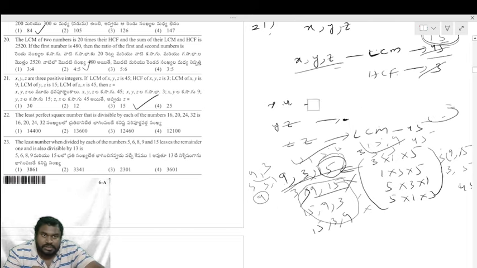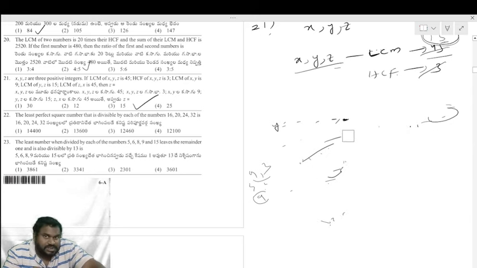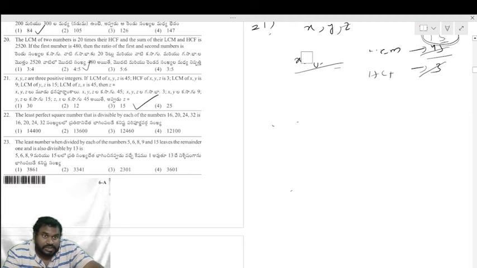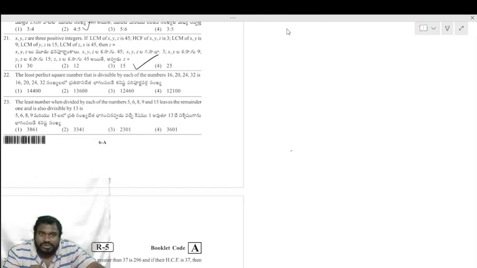The next question, the 22nd one. The least perfect square number that is divisible by each of the numbers 16, 20, 24 and 32. See, I already told you, for a number to be divisible by multiple numbers, you just take the LCM of those numbers, and that number should be a multiple of that LCM. That was the condition we need to fulfill.